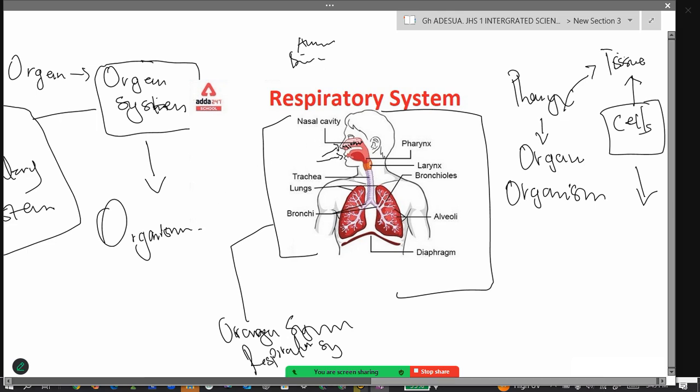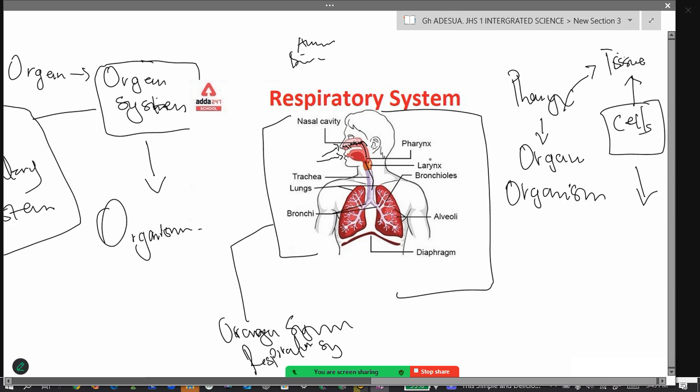Okay. When we take in the air, what happens is that the air will pass through this channel first. The air will first pass through the pharynx. You get it? The pharynx. Then it will come into the larynx first. Then it will enter into the trachea.